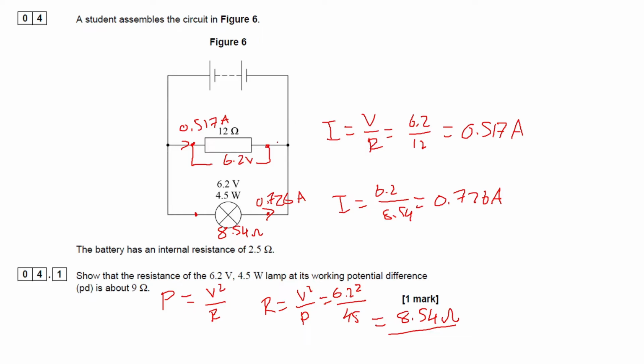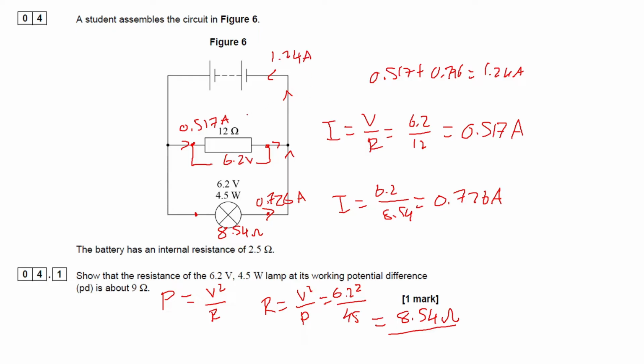So that means, using Kirchhoff's first law, the current 0.517 and 0.726 join up at this point, and so therefore the current through this cell is the addition of those two currents, so 0.517 plus 0.726, and I get 1.24 amps.